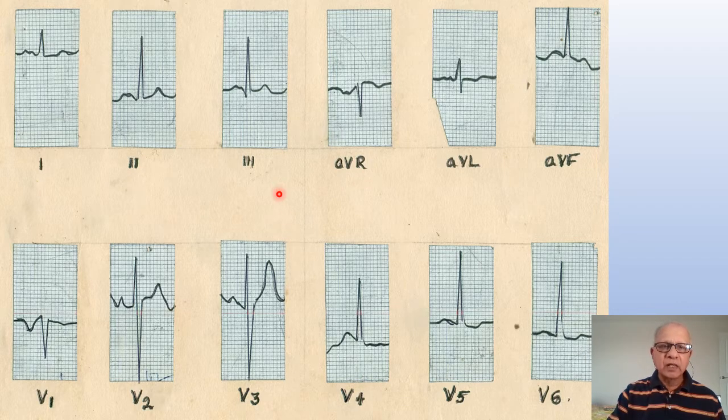Now, what is the diagnosis from the ECG? That is my first question. My second question is, what would have been the clinical condition, or what is the clinical diagnosis of the patient? What disease produces this ECG change? Okay.